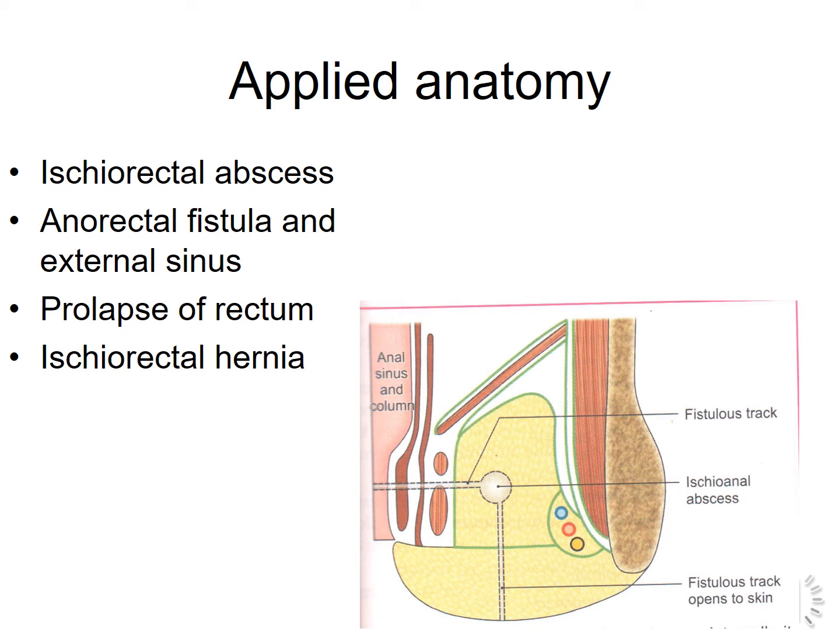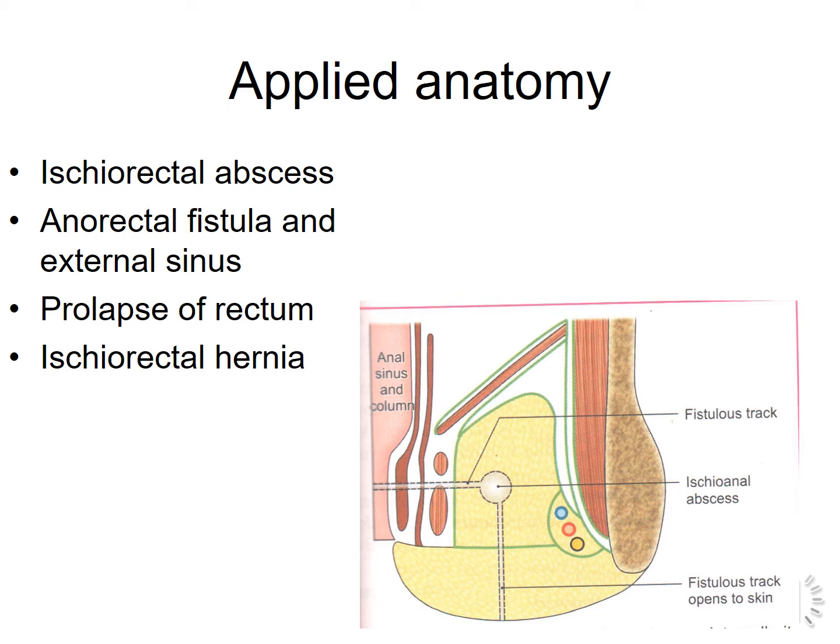Right, now an abscess has its own complications. An abscess can burst internally into the anal canal and rectum, or it can burst externally on the surface. So a fistula can be created, and it will be an ischioanal type of anorectal fistula, or fistula in ano. The most common site of the internal opening of this type of fistula is the floor of the anal crypt.